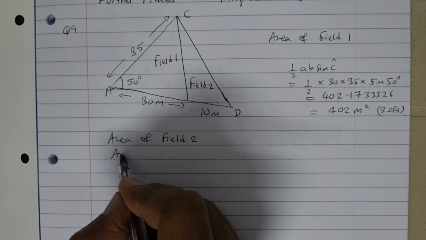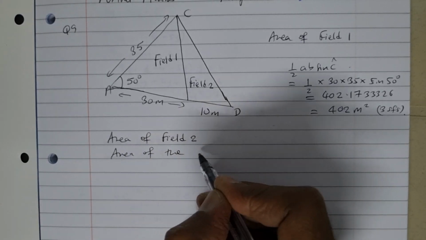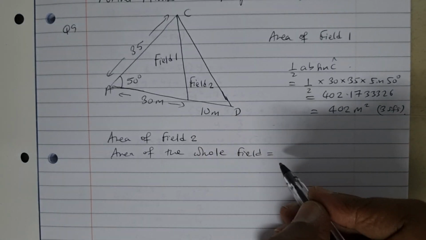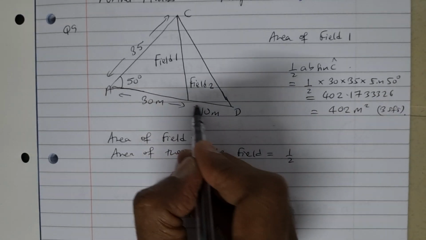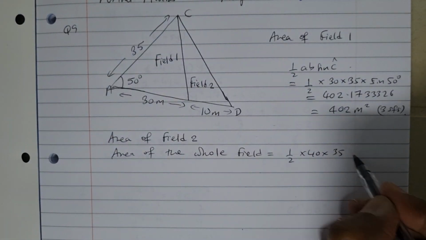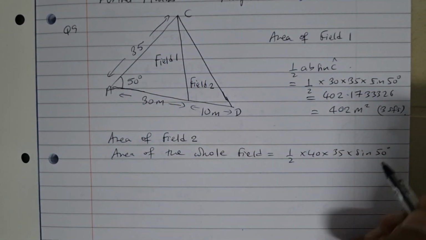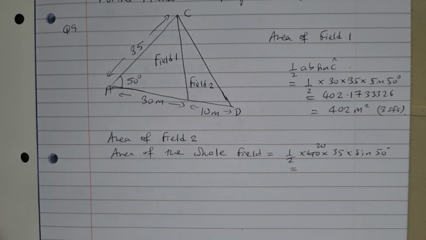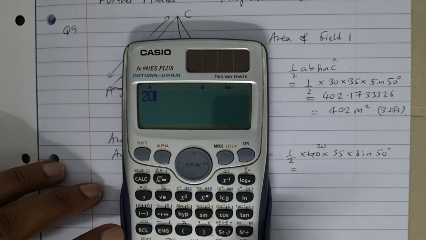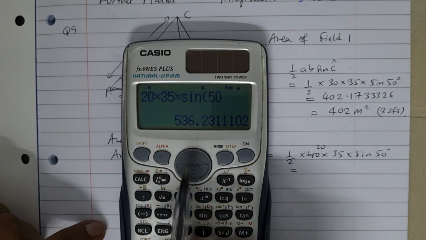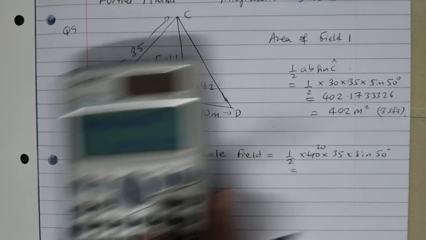So the area of the whole triangle, the whole field, field 1 and field 2. That's going to be again half AB sine C. This time our A is going to be 40 times B, which is 35, times the sine again of 50 degrees. So that's going to become 20 times 35 times sine of 50. Again, we can use our calculator here. We'll come up with a value of 536.231102.